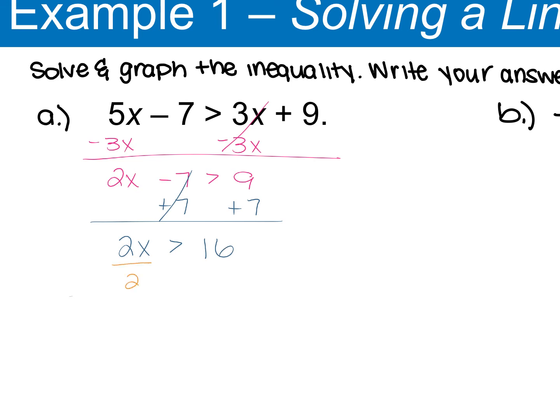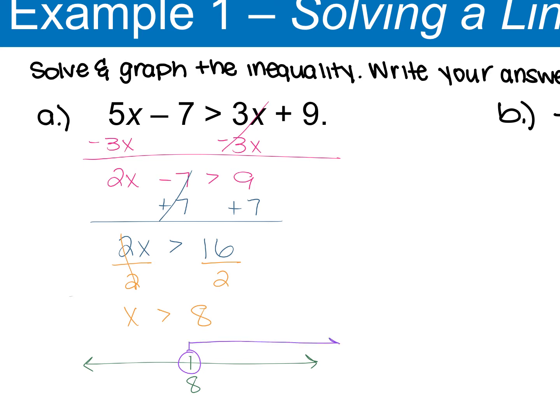Then we divide each side by the 2. We're dividing by a positive, so you don't have to flip anything. And this is going to give you x is greater than 8. Now, if you were to graph this on a number line, you would find your 8. You would have an open circle because it's not also equal to. And since x is on the left side, your sign points to the right.